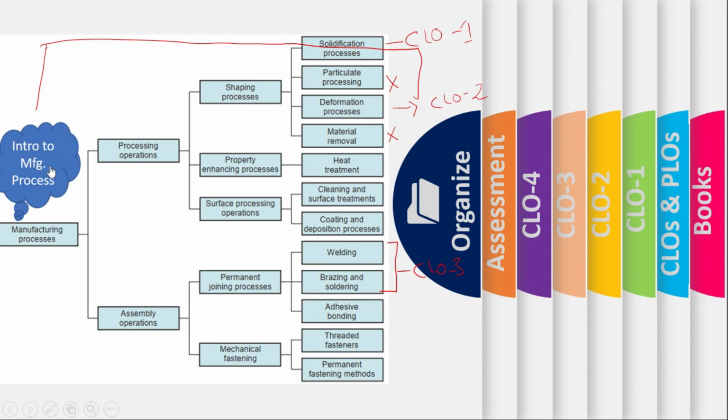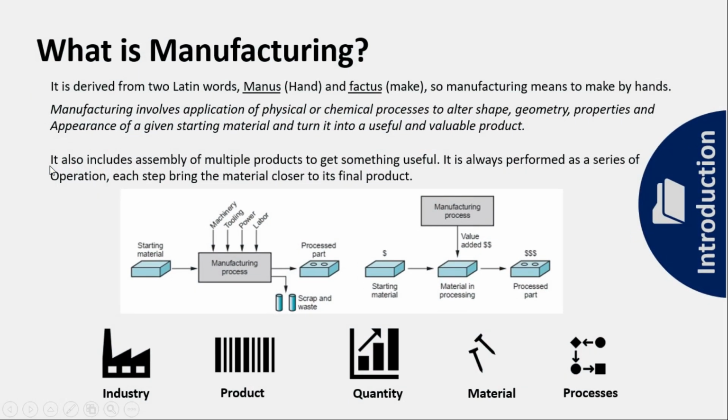What is a manufacturing process? Let's start with it. It's derived from the Latin words manus, hand, and factus, make. Something made by hand. That's called manufacturing. Although today it has been automated, its origin started with making parts using hands. So what manufacturing actually is, it involves the application of physical and chemical processes to alter the shape, geometry, properties, and appearance of a given starting material. And what is the purpose? To turn it into a useful and valuable product.